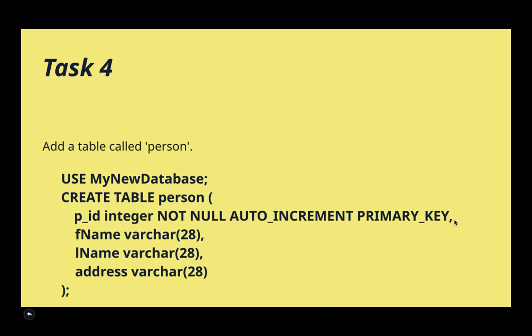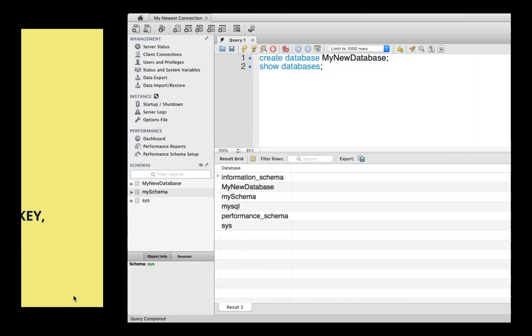We end this line with a comma, and go to the next column. We're going to use this for our first name. I named it fname. It's going to be a character varying, or varchar, and I've set it to only allow 28 characters. End it with another comma, and our next column is for the last name, which I called lname. Again, varchar, also set for 28 characters. Our last column is for the address, which was also set to varchar and 28 characters. We end this with a closing parenthesis and semicolon. So let's do it.